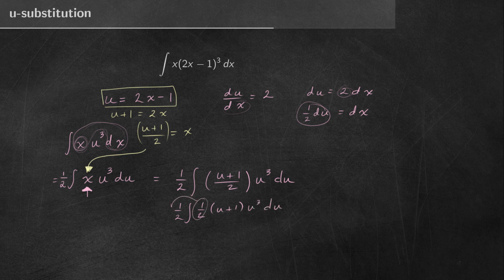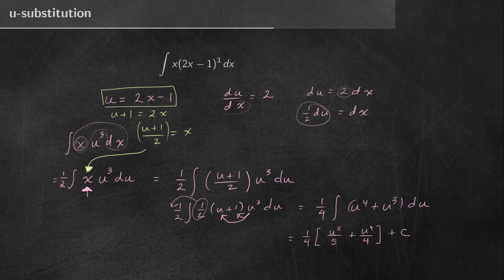So this 1/2 I can bring out as well, and it gets multiplied by the 1/2 that's already out there. So it becomes 1/4 integral u plus 1 times u cubed. I'm going to distribute that u cubed, so I get u to the 4th plus u cubed times du. And now I'm ready to integrate using my power rule. So this is equal to 1/4 times, using our power rule, u to the 4th becomes u to the 5th over 5, plus u cubed becomes u to the 4th over 4, plus c.